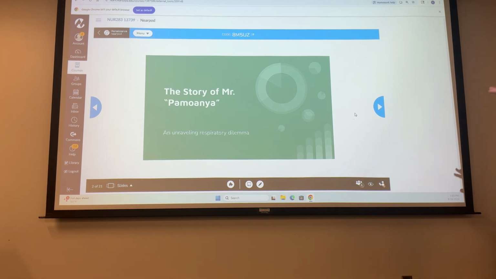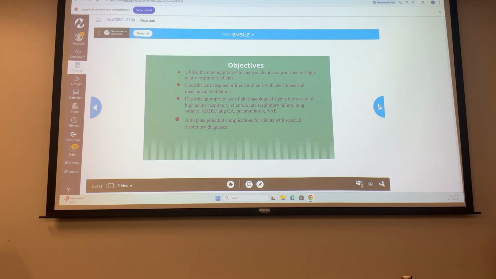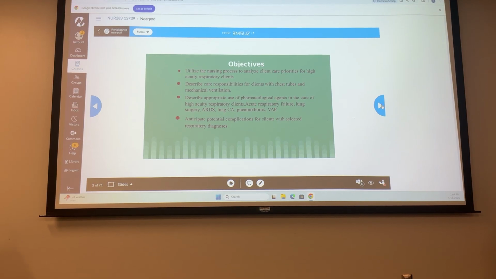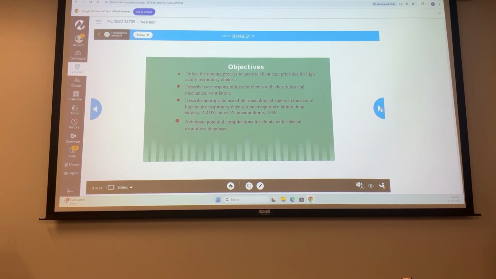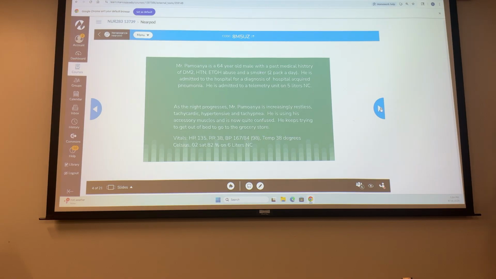So we are going to talk about the story of Mr. Pneumonia, also known as pneumonia, okay? It is an unraveling respiratory dilemma. Poor Mr. Pneumonia, he came into the hospital and he's pretty sad with his life, okay? Here are some objectives. You do not need to know about lung cancer. Yay for you. Do you need to know about everything else? Yep. So you don't need to know about lung cancer, okay?